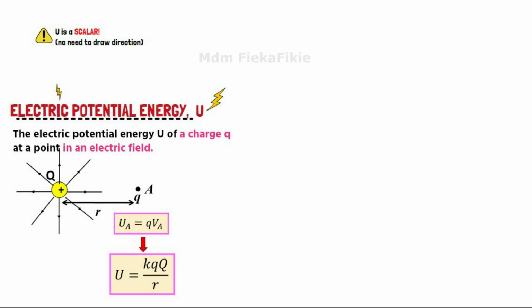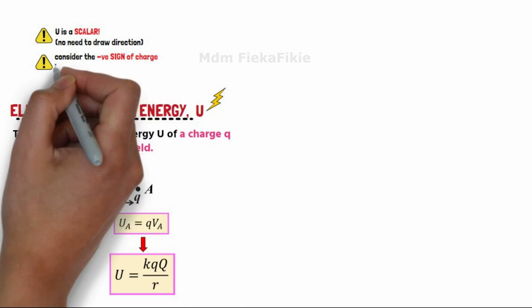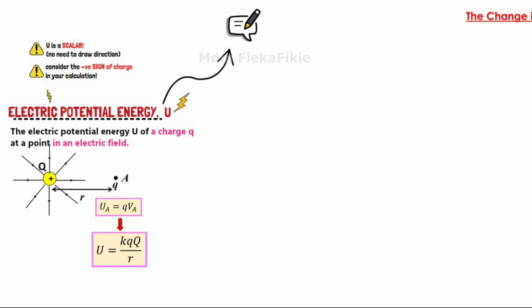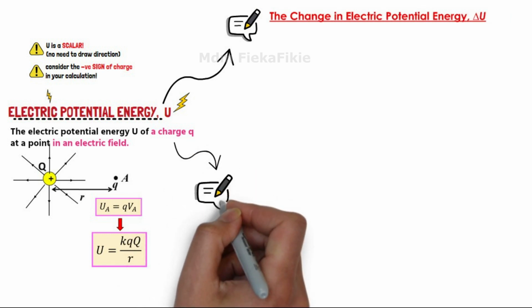And in your calculation, sama macam electric potential tadi, mesti consider negative sign untuk negative charge sekiranya terdapat dalam soalan. Okey, sekarang kita akan discuss dua perkara penting. Yang pertama adalah the change in electric potential energy, delta U.